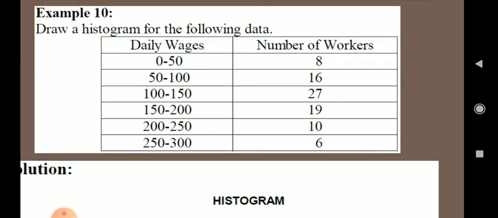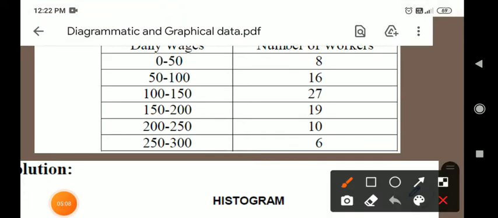Daily wages and number of workers are given: 0 to 50 rupees, 50 to 100 rupees, 100 to 150, 150 to 200, 200 to 250, and so on, and the number of workers are given. Now clearly we can see one interesting thing here, that the width of the class interval is the same. Now what is a class interval here? These are nothing but class intervals.